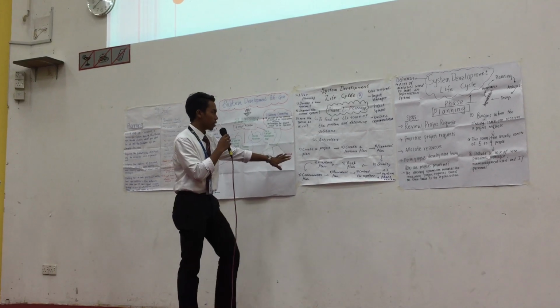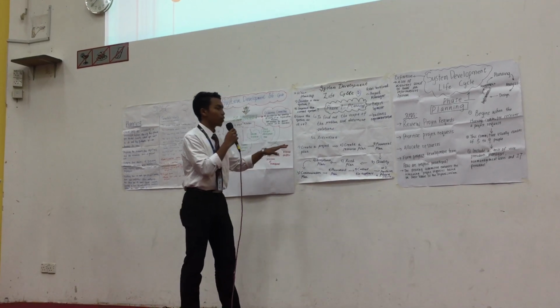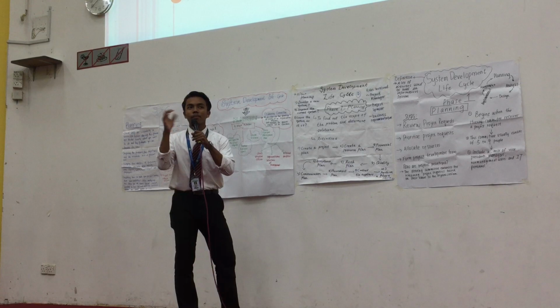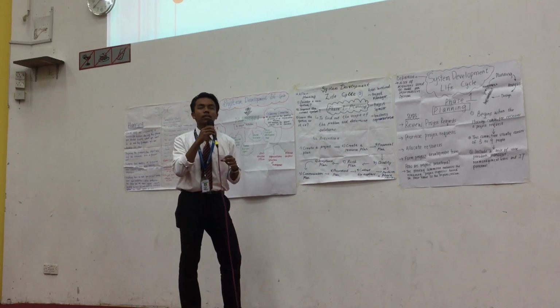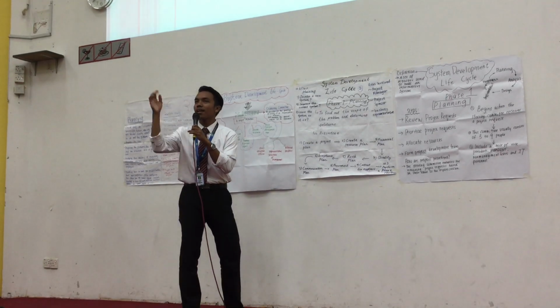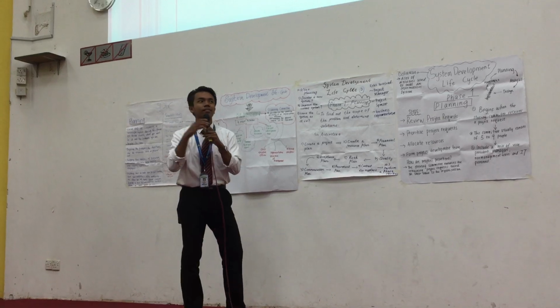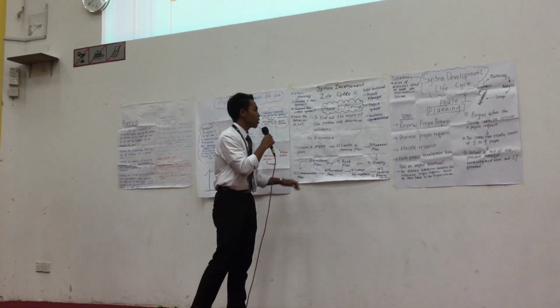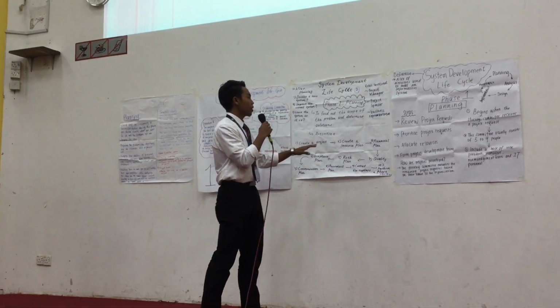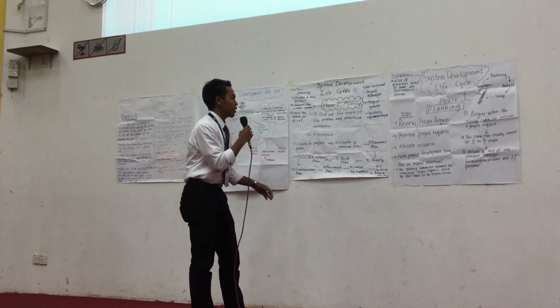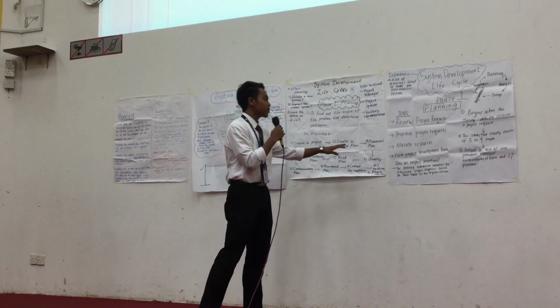So first thing is create a project plan. Setiap project perlu ada plan. So kita ada halatuju, objective, target, so kita siapkan satu project. So next is create a resource plan. And next one is financial plan.